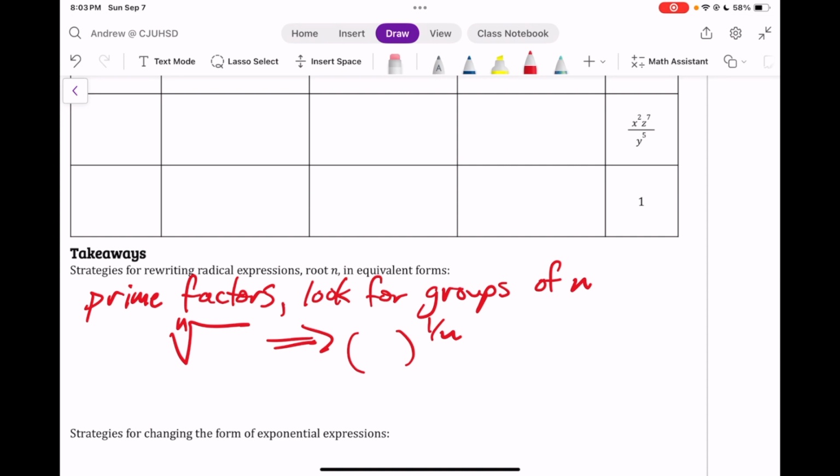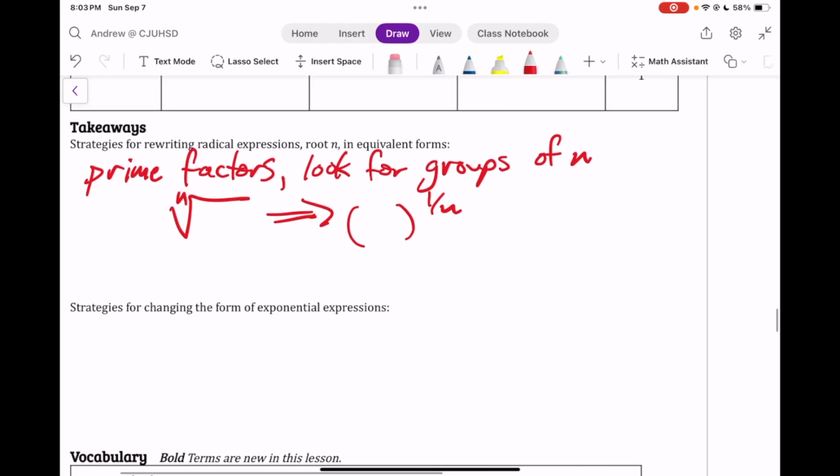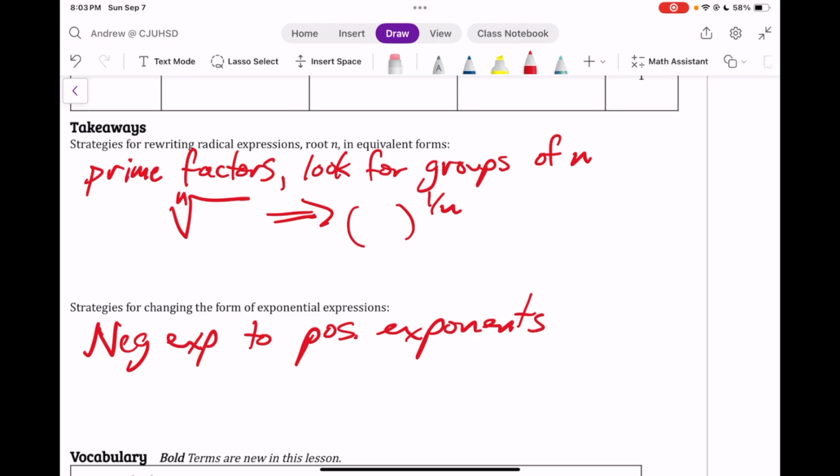And as far as strategies for changing the form of exponential expressions, the next part, change your negative exponents to positive exponents. Usually involves going across the fraction bar. And also, if you have any powers to powers, go ahead and multiply those. So if you have a power inside to another power outside, then that's whatever to the nm power.